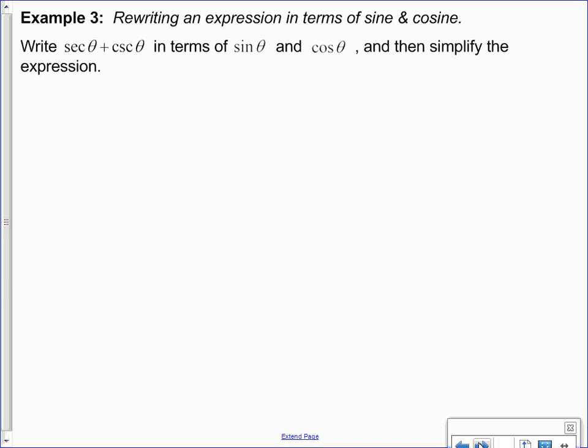Okay, here we go. Again, manipulation. This one says, if I gave you the expression secant squared plus cosecant squared, can you give it to me in terms of sine and cosine? Easy. Secant is 1 over cosine, and cosecant is 1 over sine.